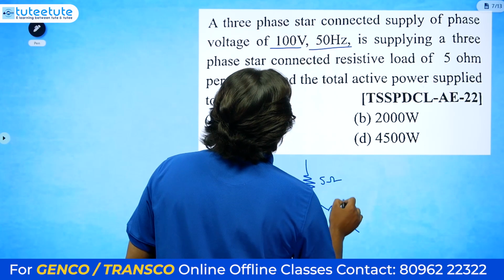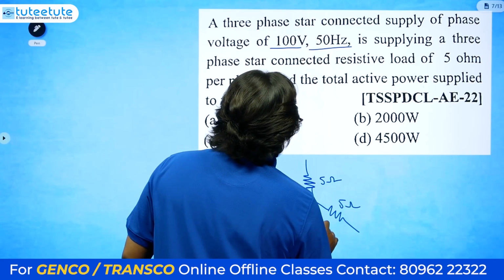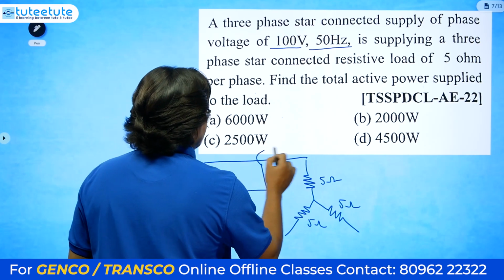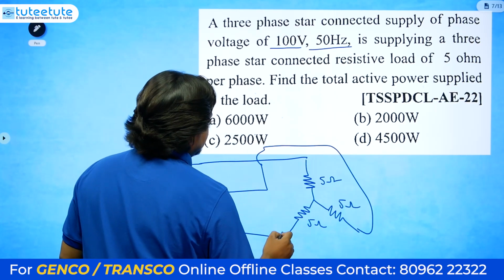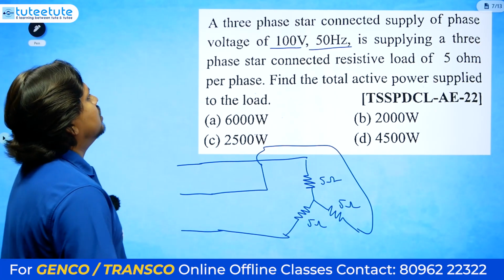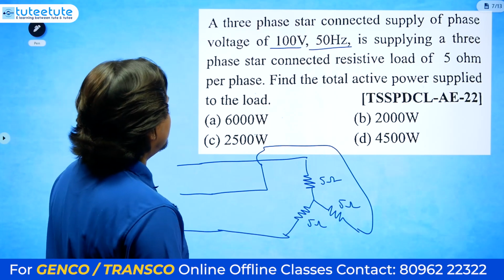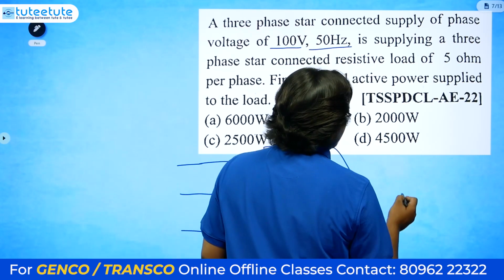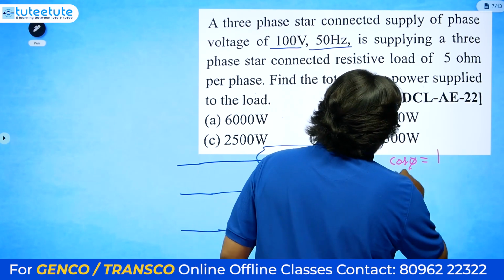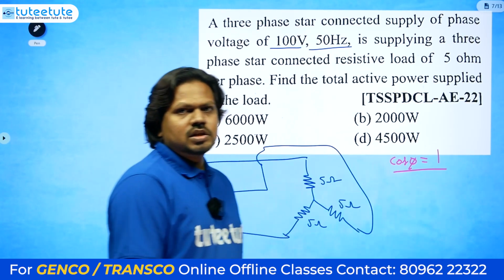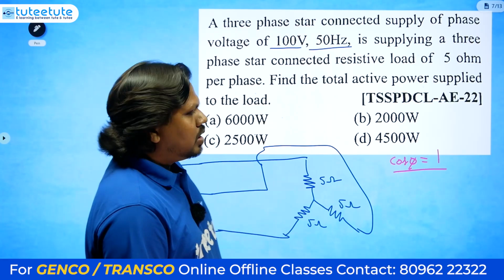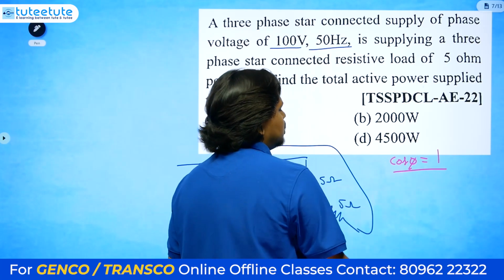So 5 ohms, 5 ohms, 5 ohms. One is connected here, the second one must be connected here and the third one here, if you take RYB phase sequence. So this is the complete one and they are asking about the complete active power. Simple, it is a resistive load, so power factor cos phi equals 1. Phi equals 0 for the resistance, the angle difference between voltage and current equals 0, that's why cos phi equals 1.